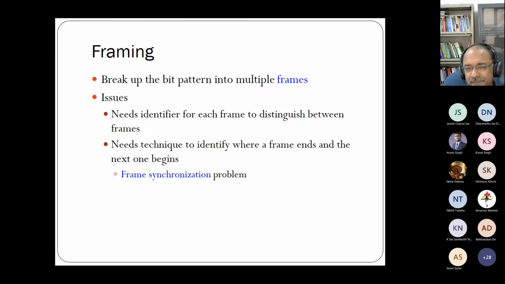It's called framing. Okay. So typically when you send things, you will not send one continuous large thing ad infinitum: 0101, 0101, and so on. You will break the pattern up, typically into multiple frames. And you will put some identifier plus some other things on each frame to distinguish between frames. We'll see why they are needed.